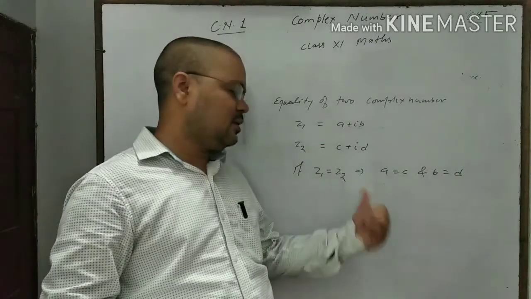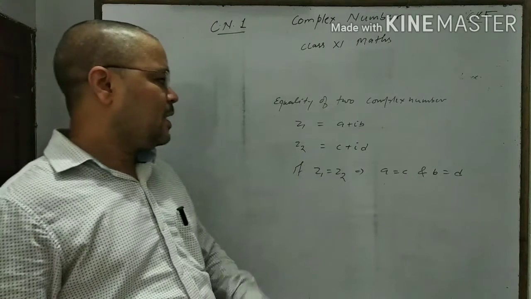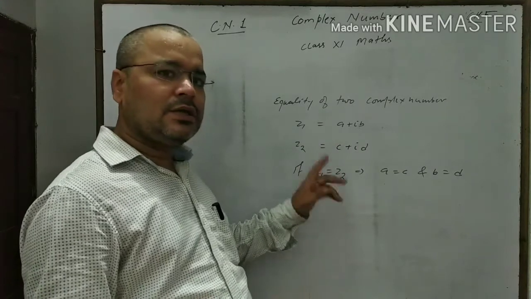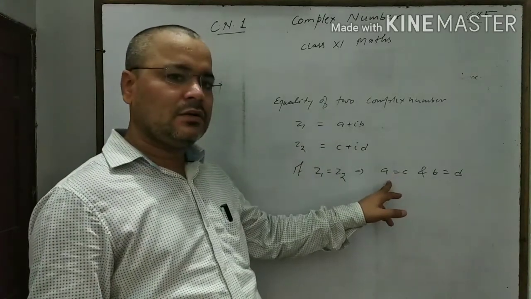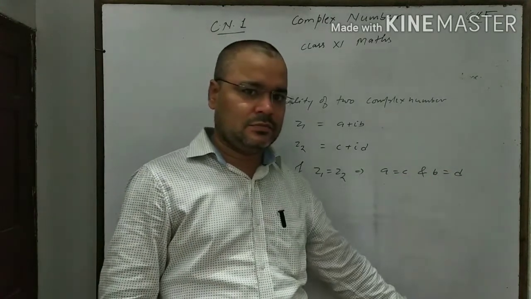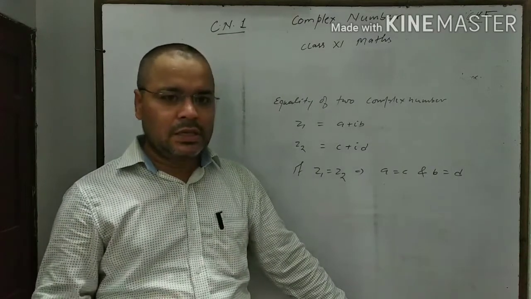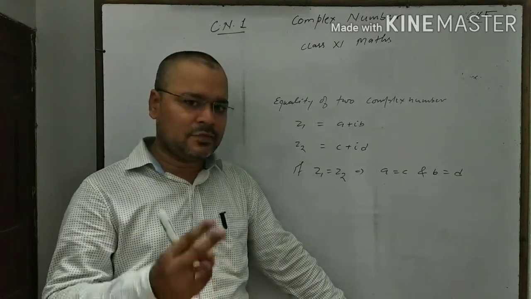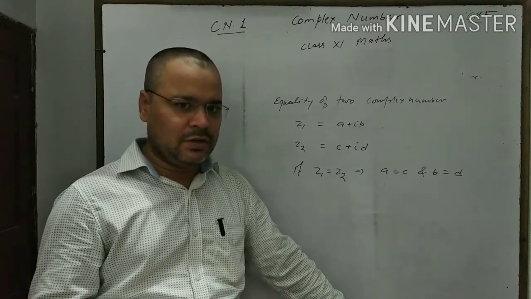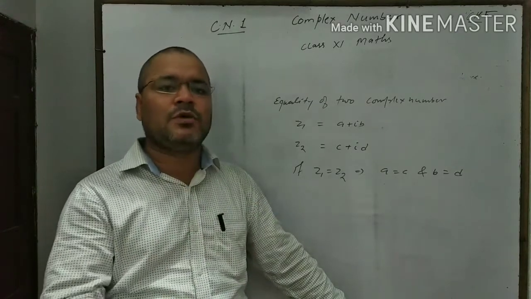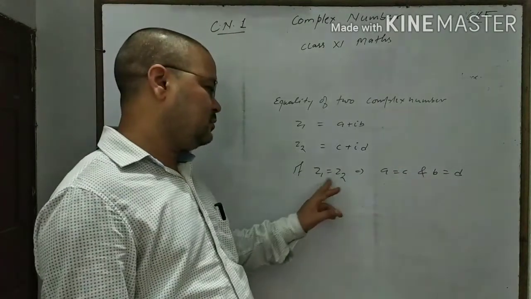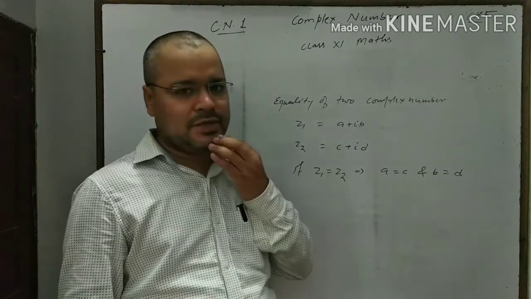It means from here we make one concept. If two complex numbers are equal, then their real parts will be equal and their imaginary parts will also be equal. The reverse of this: if the real parts of two complex numbers and the imaginary parts of the two complex numbers are equal, then those two complex numbers will be equal.